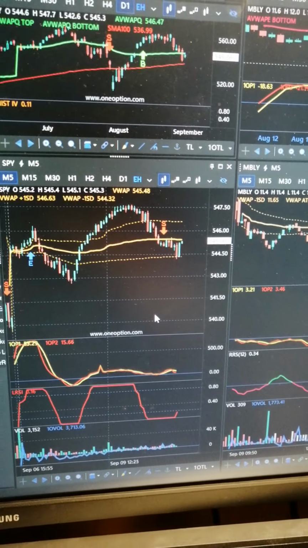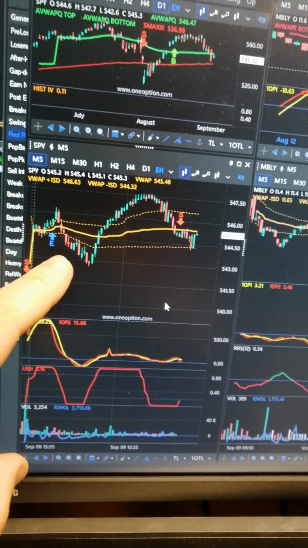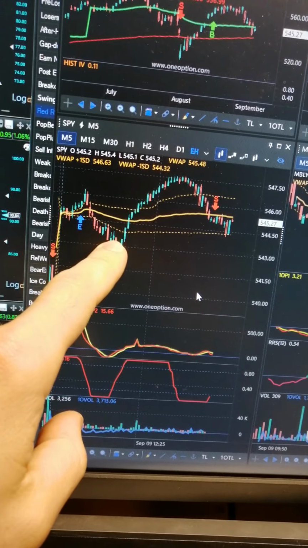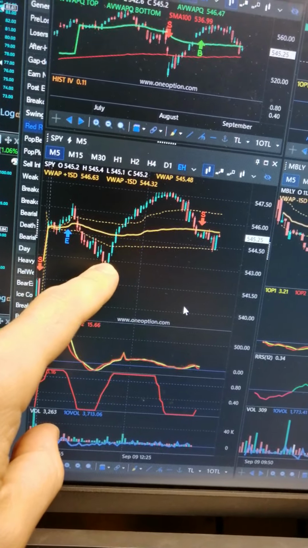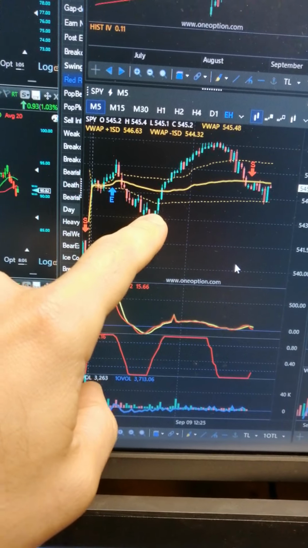I've talked about this in previous videos, but this is still very relevant to be able to tell if you have a low probability trading environment. So you can see that we dropped down below through here, and it looked like we were going to flush and fill the gap this morning, but we didn't really reject off VWAP.